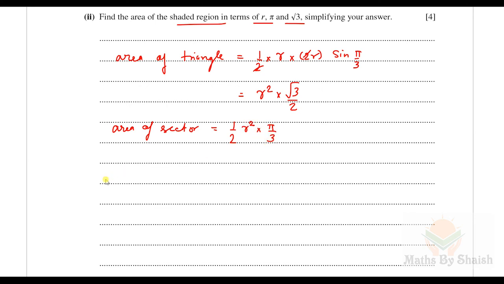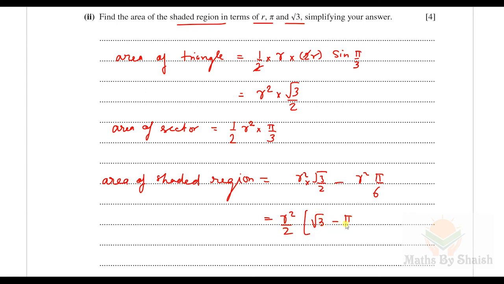So the required area of the shaded region would be this minus this, that is r square root 3 by 2 minus r square pi by 6, or we can take r square over 2 common, and we are left with root 3 minus pi by 3. Any step is okay, and that is going to be in units square.